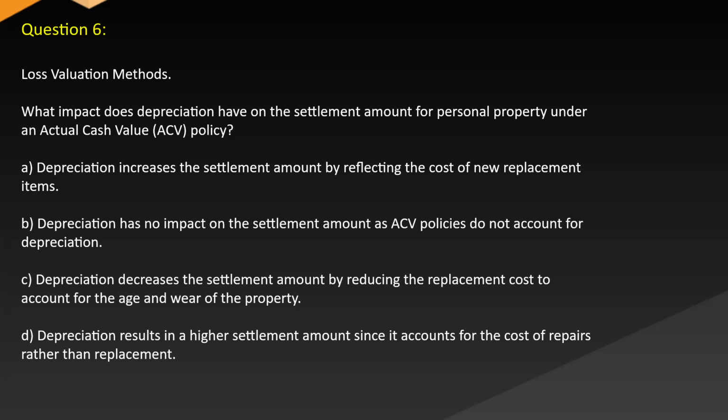Question 6. Loss valuation methods. What impact does depreciation have on the settlement amount for personal property under an actual cash value (ACV) policy? A. Depreciation increases the settlement amount by reflecting the cost of new replacement items. B. Depreciation has no impact on the settlement amount as ACV policies do not account for depreciation. C. Depreciation decreases the settlement amount by reducing the replacement cost to account for the age and wear of the property. D. Depreciation results in a higher settlement amount since it accounts for the cost of repairs rather than replacement.